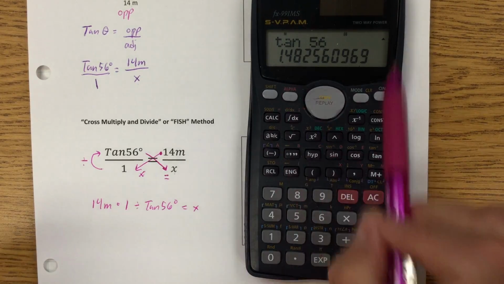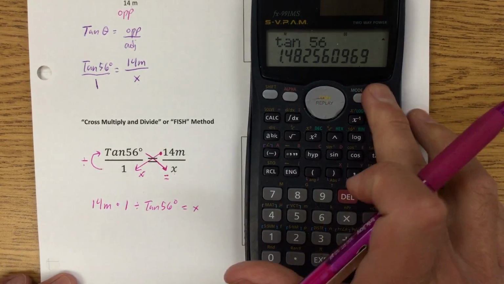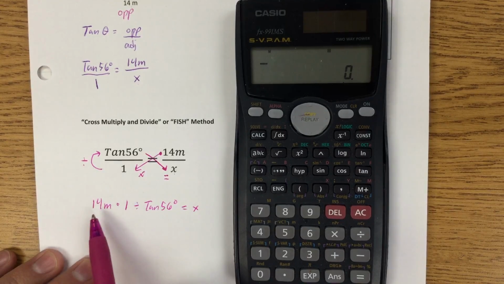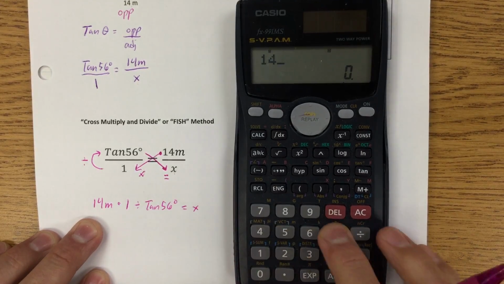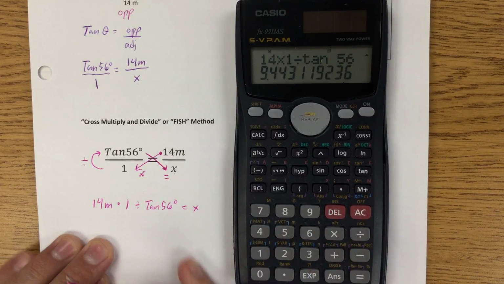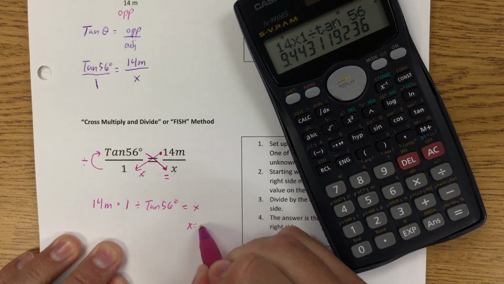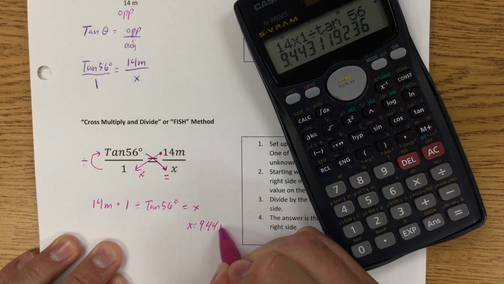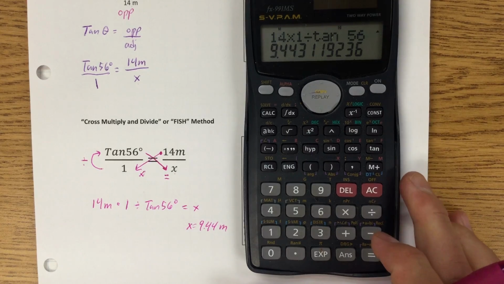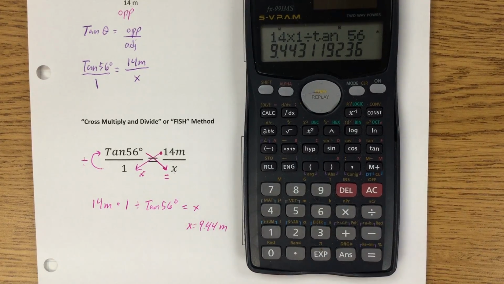Now, I'm not going to do this separately. I'm going to do it all together, and it'll depend on your calculators too how you do this. When I go through, I'm going to do 14 times 1 divided by tan of 56, and that's going to equal x, which is going to be 9.44 meters.